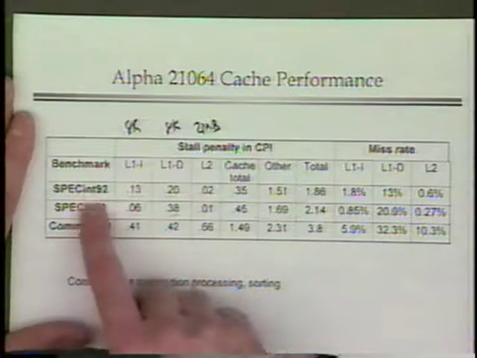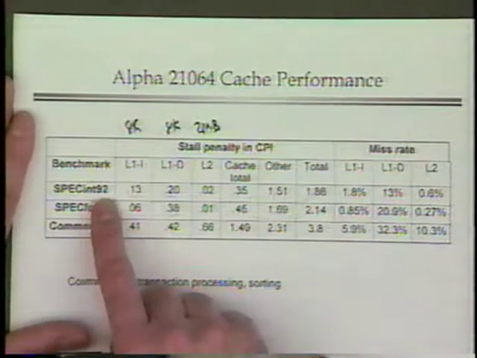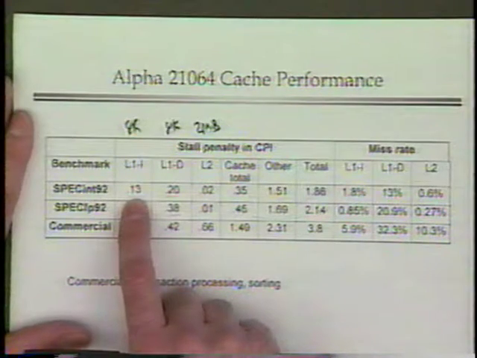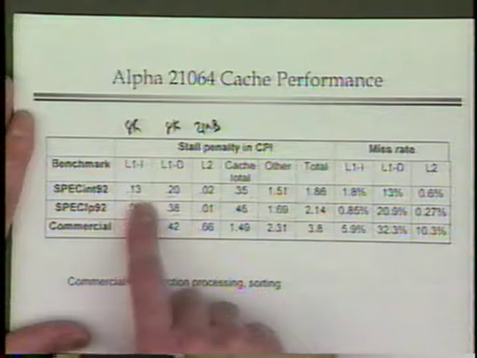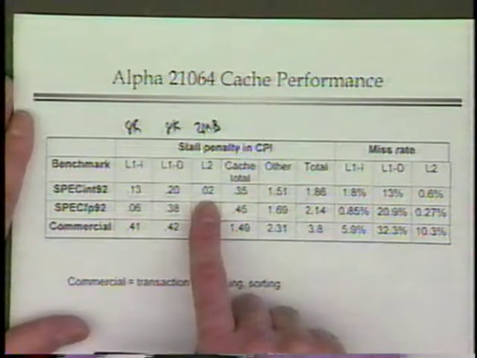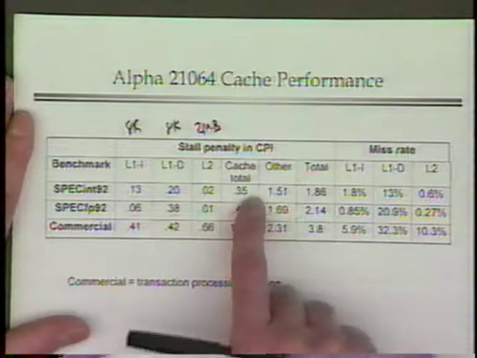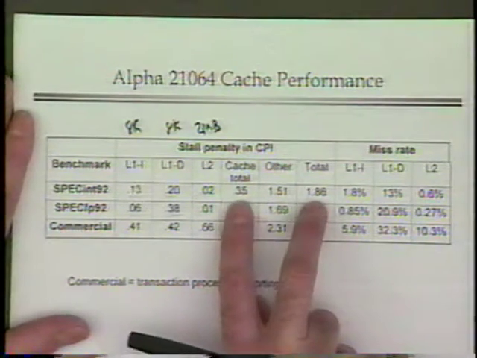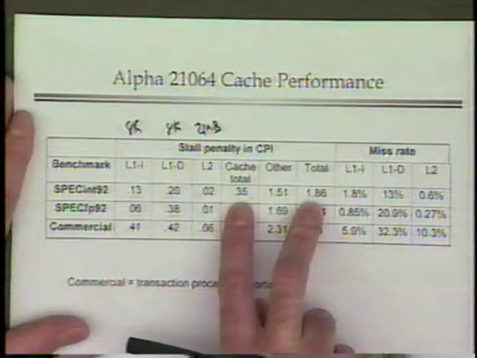Well, if you look at the SPEC int, the integer benchmarks, things are looking pretty good. The stall penalty in the instruction cache is just over 1/10 of a cycle, 2/10 of a cycle in data, almost nothing in the second level cache. So the total cache penalty as a fraction of the total execution time is only about 1/5. So that's doing pretty well.